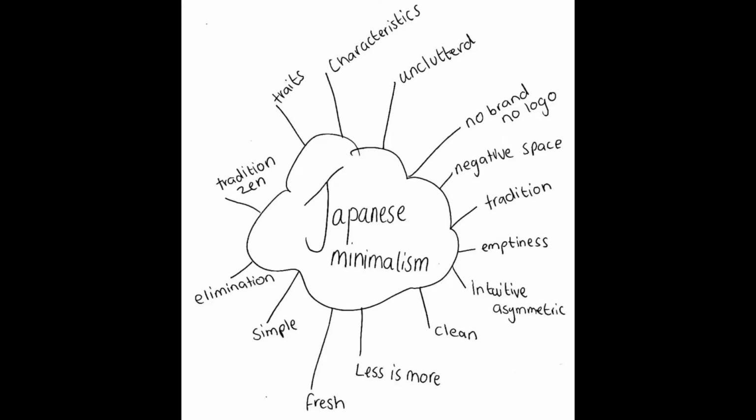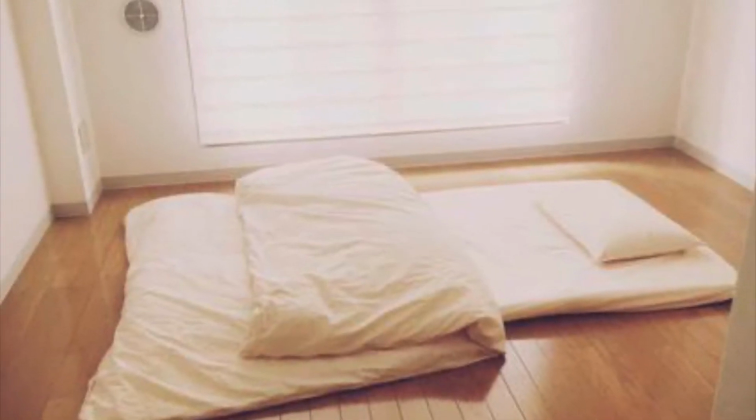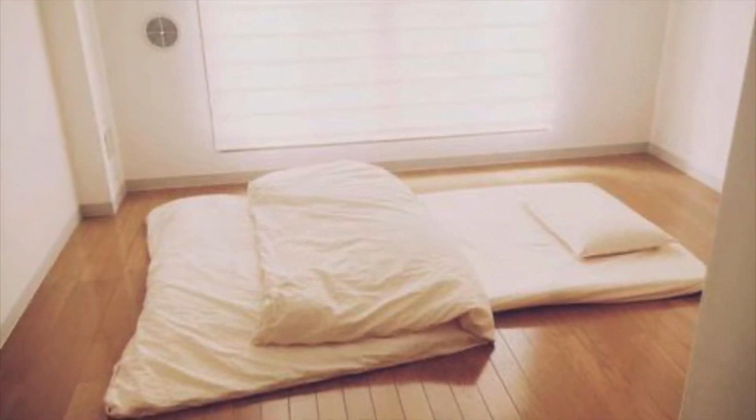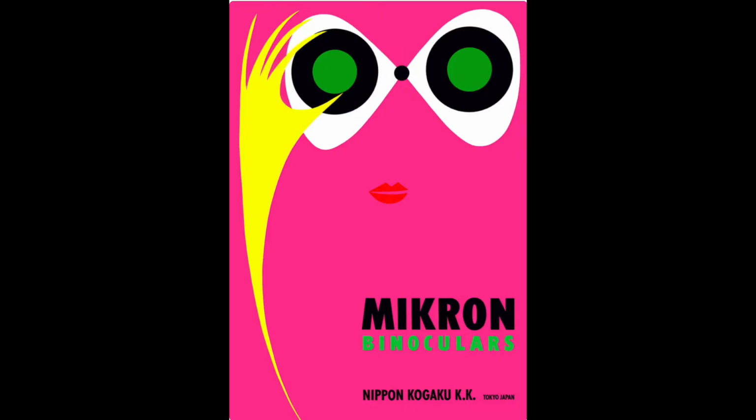Theme 2, Japanese Minimalism. Japanese minimalism is born from the country's Zen Buddhist tradition and its embodiment of less is more. Japanese minimalism rejects modern consumerism and aims to keep life, and in our case design, as uncluttered and simple as possible, much like Kamekura's designs.